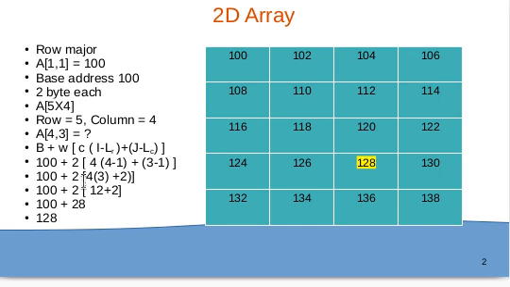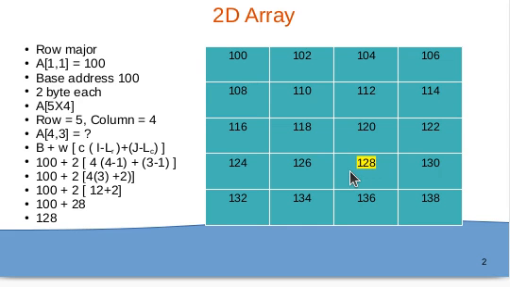Now 100 plus 2 into 4 minus 4 into 3 plus 3 minus 1 equal to 2. Now 100 plus 2 into 3 4s are 12 plus 2, that means 14. 14 into 2 is 28. So the address is 128, and we can see in this array that 100, 102, 104, 106, 108, 110, 112, 114, 116, 118, 120, 122, 124, 126 and 128. So this is the address of this location.